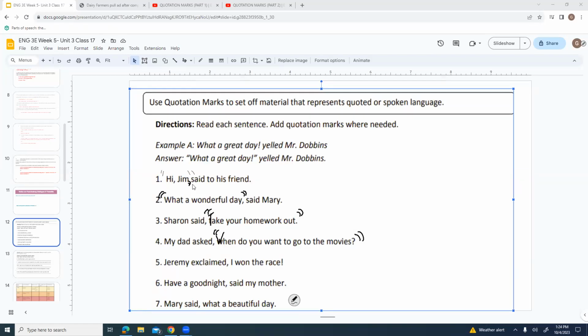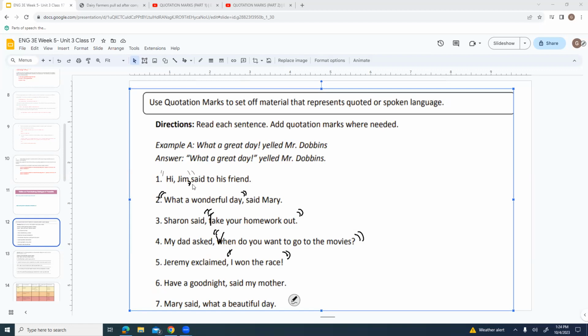Jeremy exclaimed, "I won the race." So "I won the race" is what he's saying. We're going to put quotations at the beginning and at the end, after the exclamation point. It's already a capital I, so we're good there.